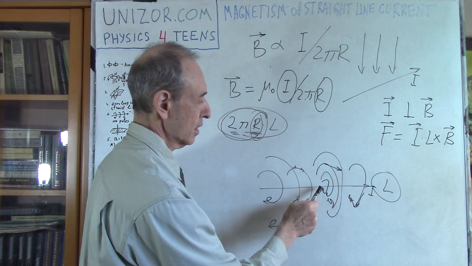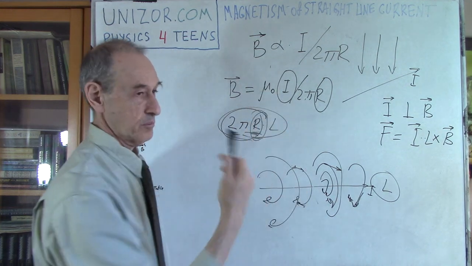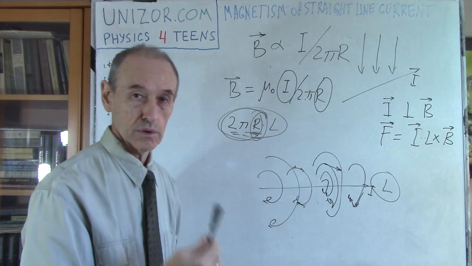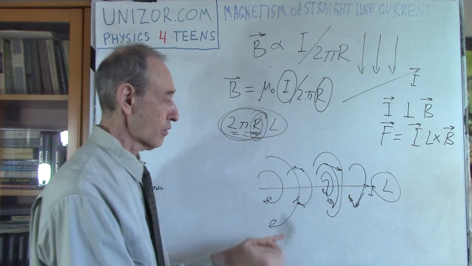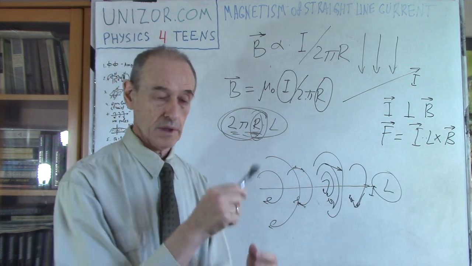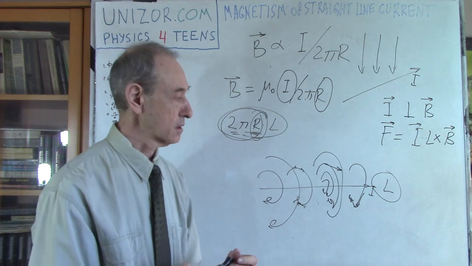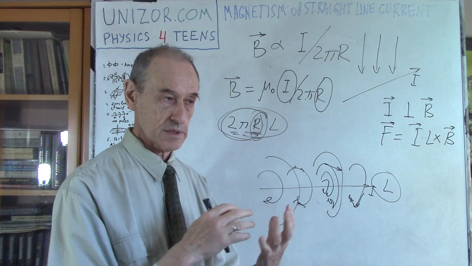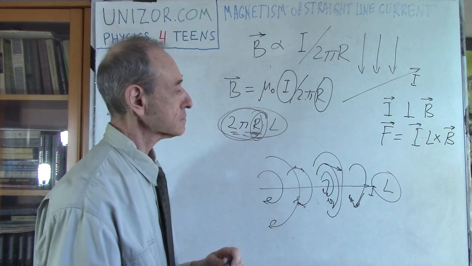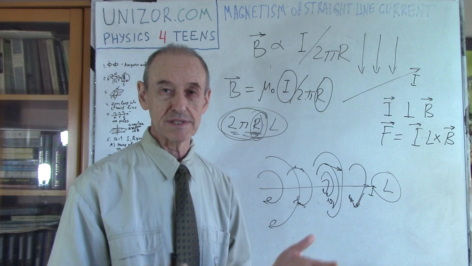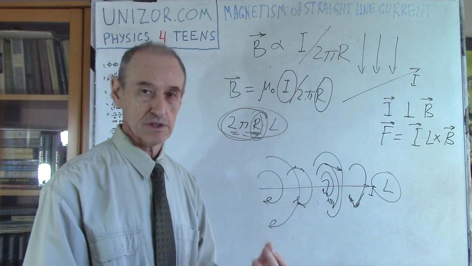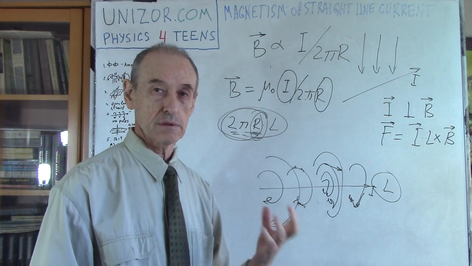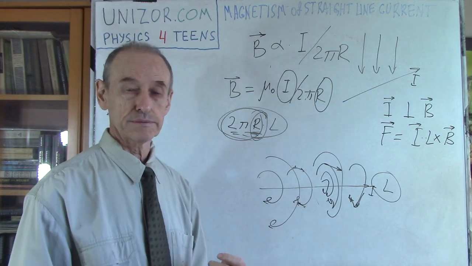This is stronger because this particular force, this energy, is spread only to a circle of a lower radius, and the lower radius means less length of this circle, so the energy is spread to a smaller area. And that's why the density of this energy, the intensity of this energy, is greater. The closer you are to the wire, the greater the magnetic properties you can observe.